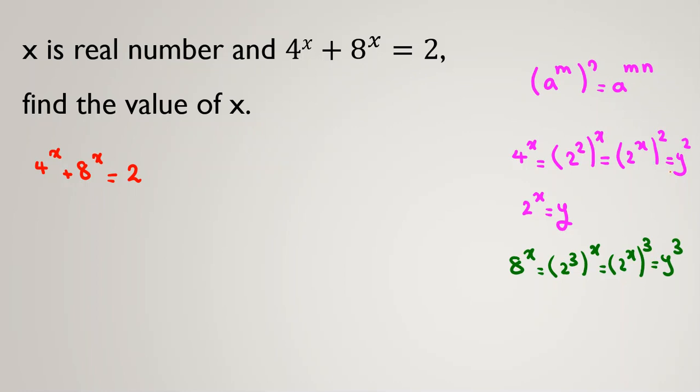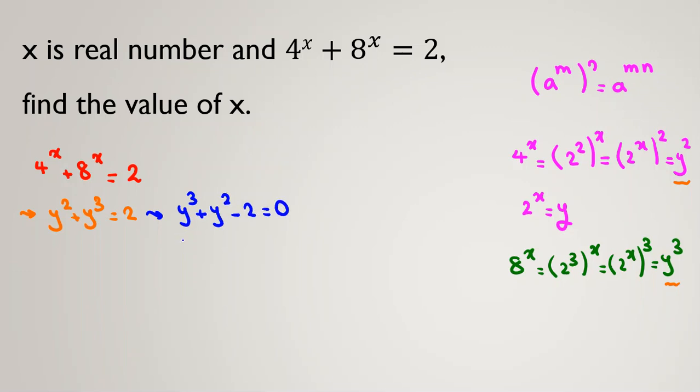Now I use these two things: 4 to the x equals y squared and 8 to the x equals y cubed. So I write here y squared plus y cubed equals 2. Then I take all things to one side. I say y cubed, and switch only the places of them, plus y squared minus 2 equals 0. This is a cubic function.